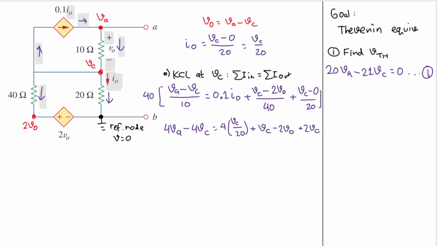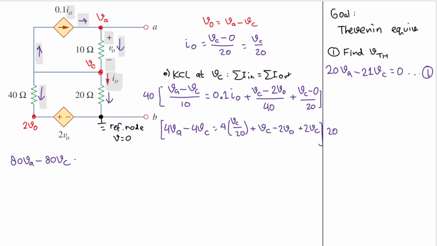Good. What can we do from here? Okay, maybe let's multiply both sides here by 20. I want to cancel out that 20 here. So we will multiply both sides by 20 here. And I will have 4VA minus 4VC.